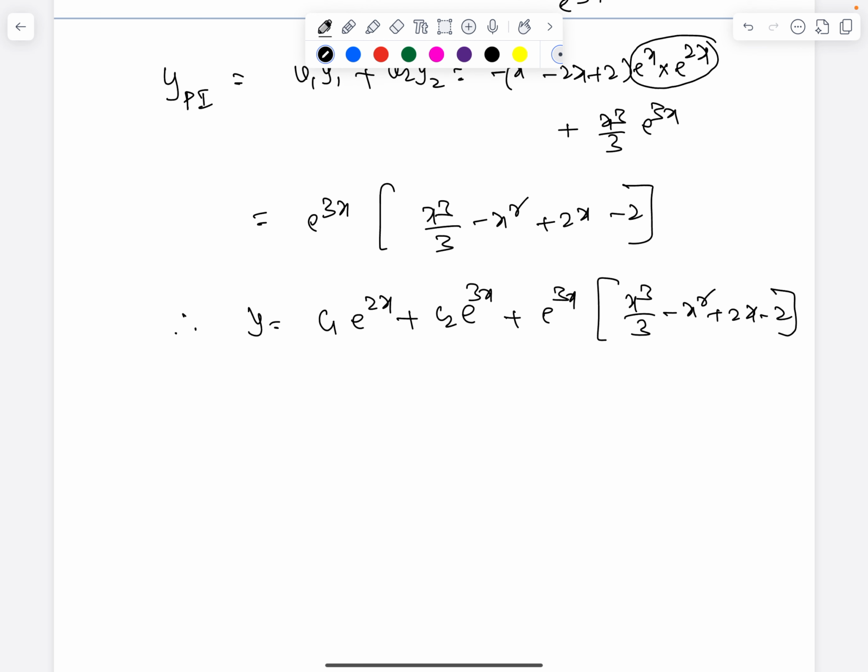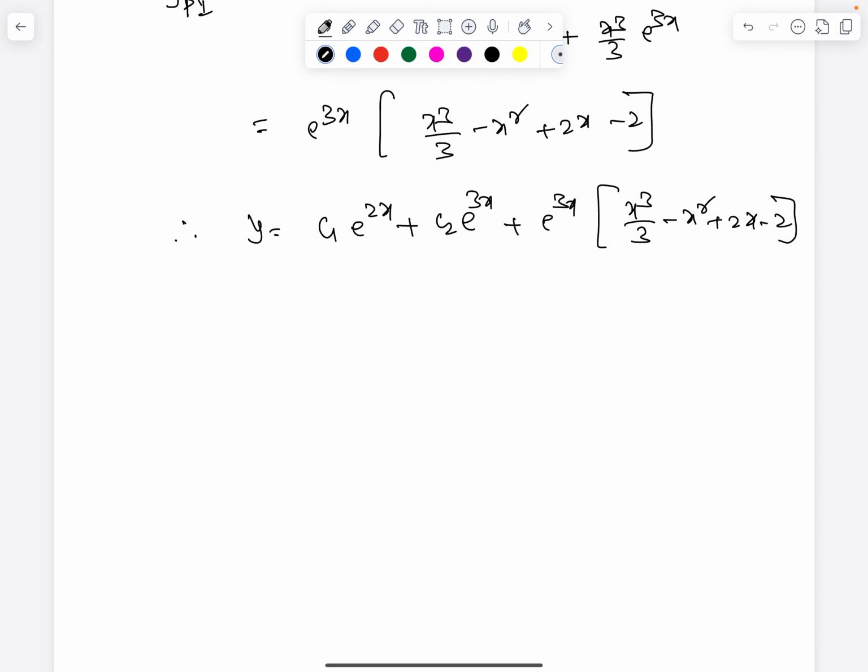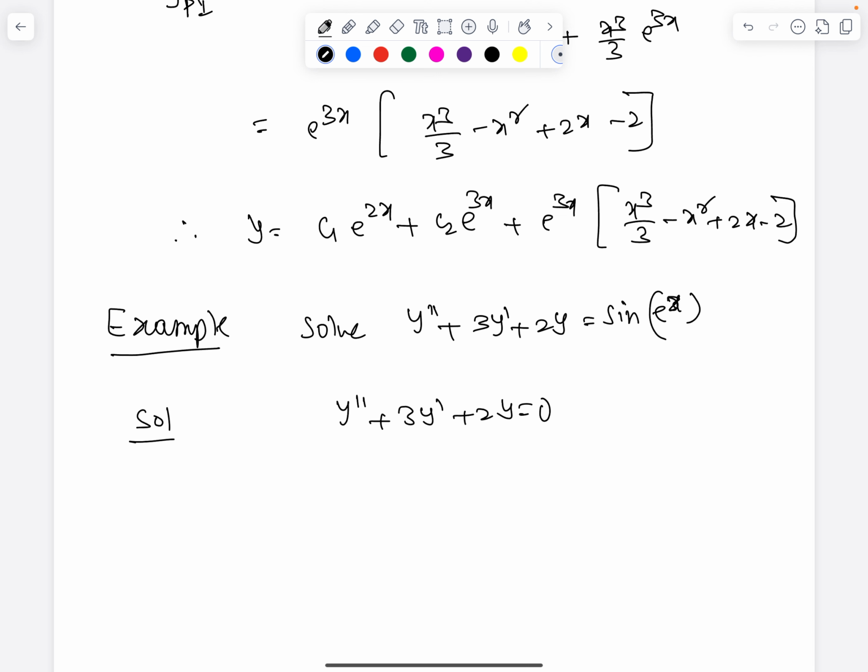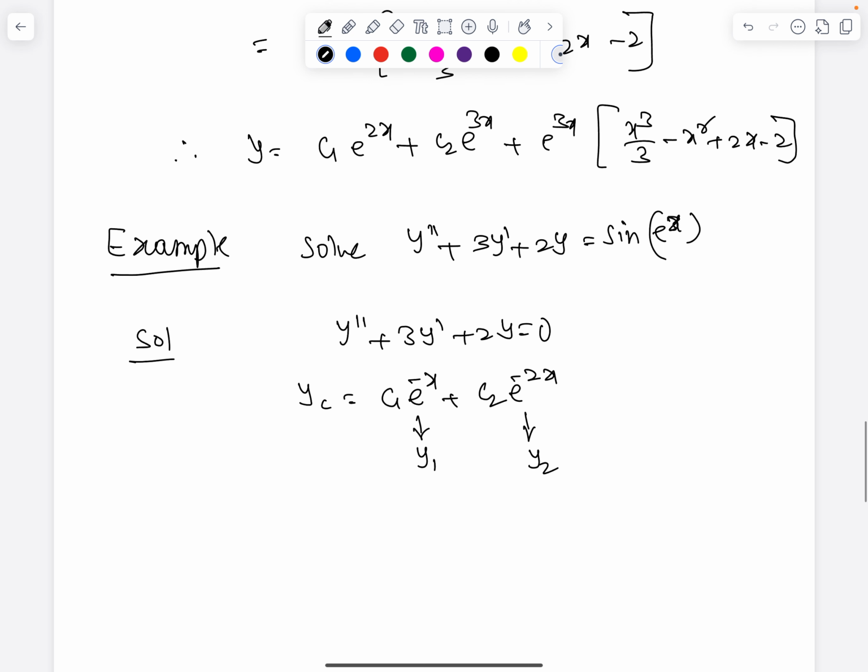There are many varieties of problems you can solve which are not possible, which are restricted, using the method of undetermined coefficients. This is your homogeneous part, and the solution is y_c, which is equal to, the roots are minus 1 and minus 2, therefore c1 e^(-x) plus c2 e^(-2x). Therefore, you can take this as y1 and this as y2, and the solution follows.